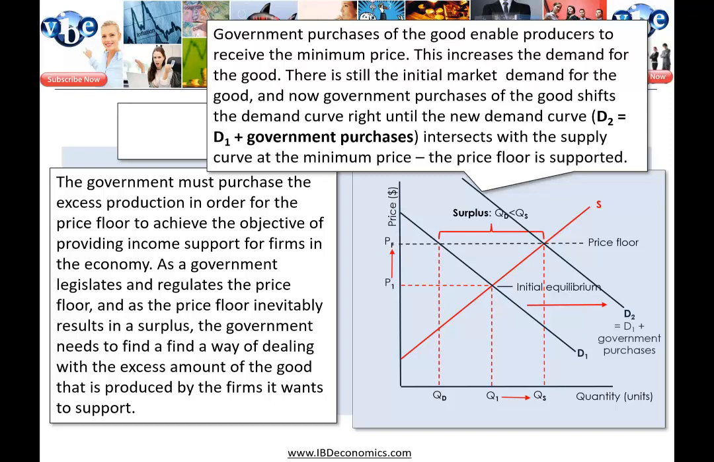So there is still the initial market demand for the good, and now the government purchases of the good shift the demand curve right until a new demand curve, D2 equals D1 plus the government purchases, and that's going to intersect with the supply curve at the minimum price. The price floor is then supported.